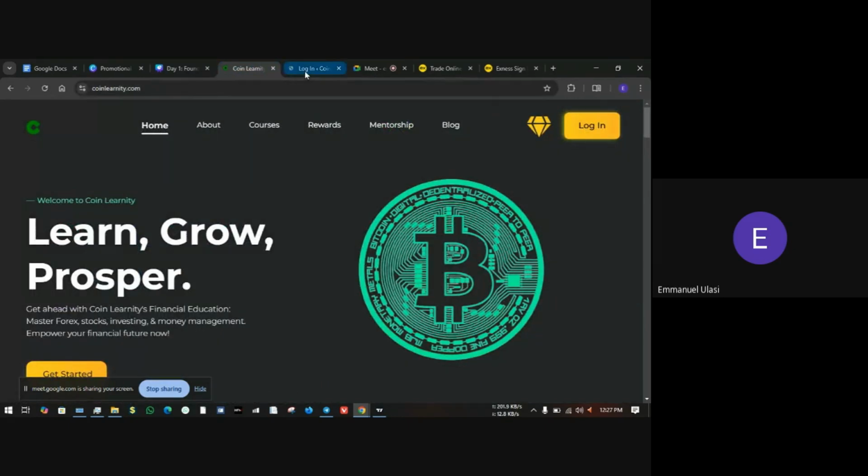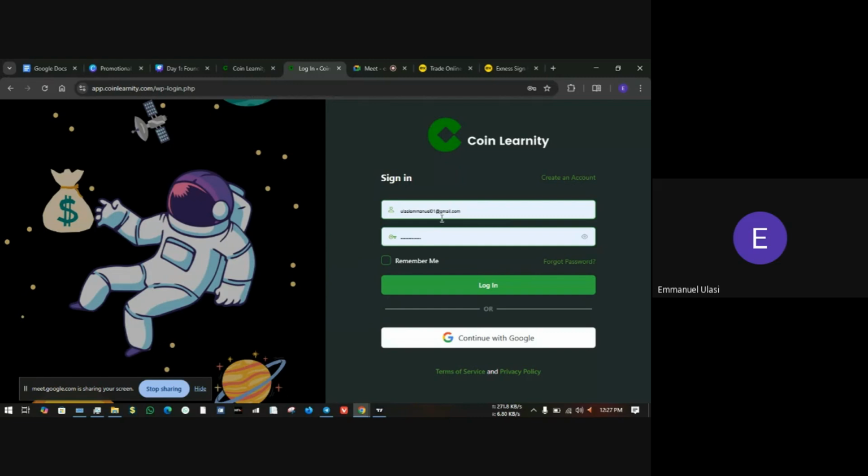Clicking on this login button should bring you to this sign in page here. Over here, you're going to sign in with the credentials you just created. Remember, on the previous page, you can also sign up with Google. If you sign up with Google there, you can also continue with Google over here. I'm going to be signing in with my credentials because I already have an account open. After putting that in, I click on login, and that should log me into my CoinLenity account. Let's wait for that to load, and I will show you what the dashboard is all about.